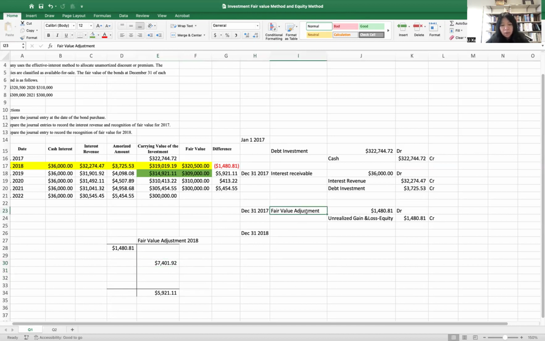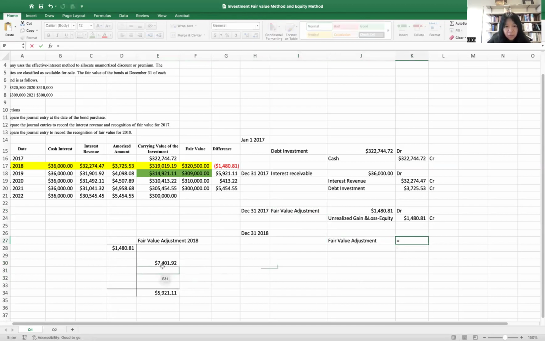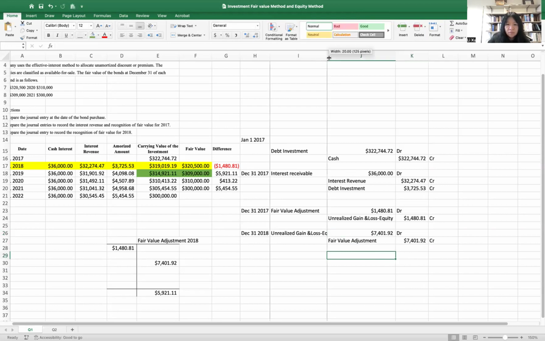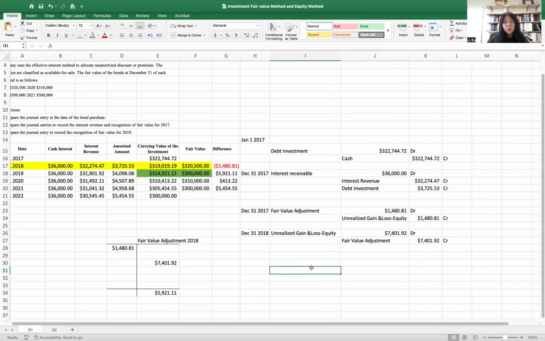And here we know the fair value adjustment account has to be on the credit side. That is the amount coming in based on the T account. And on the debit side, we again use the unrealized gains and losses equity account. So that concludes our journal entry for fair value adjustment in year 2018, December 31st. All right, so that's the first question.